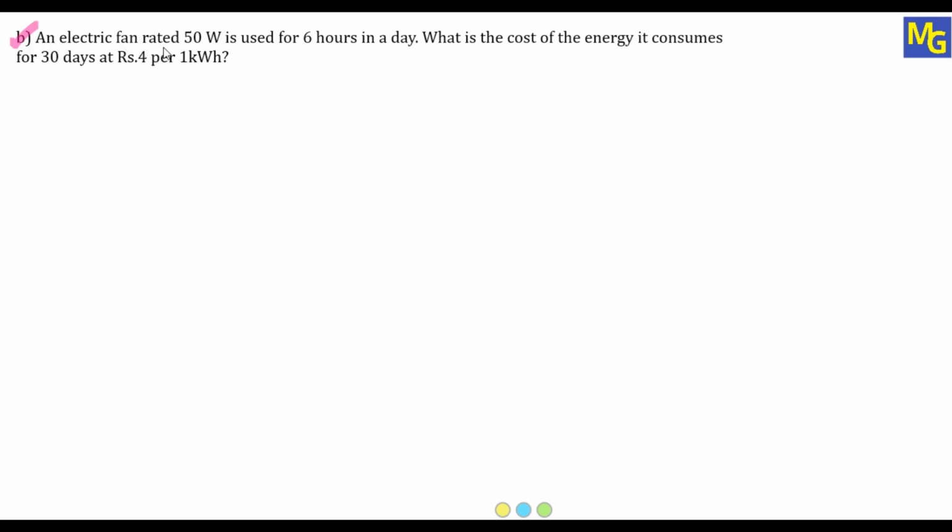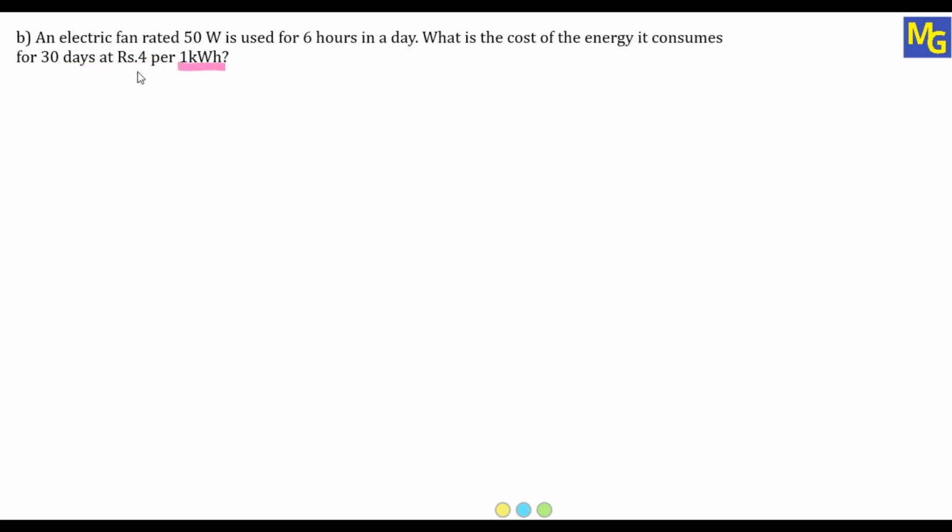An electric fan rated 50 watt is used for 6 hours in a day. What is the cost of the energy it consumes for 30 days at rupees 4 per 1 kilowatt hour? So you should read the question properly. See here, power is given, that is 50 watt, and we are using this fan 6 hours in a day. Then we are going to use this fan for total 30 days. The cost is 4 rupees per 1 kilowatt hour.